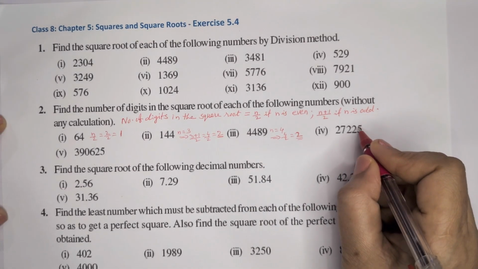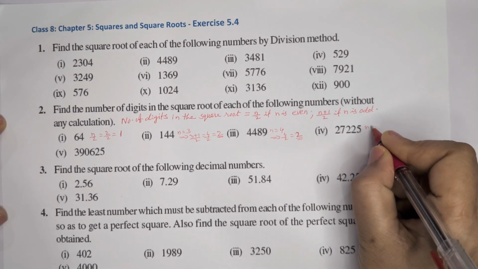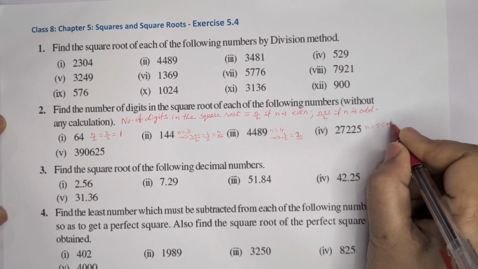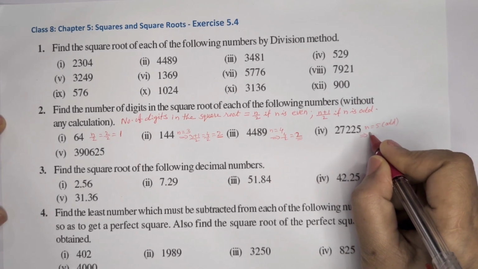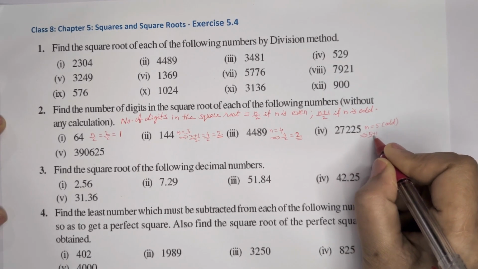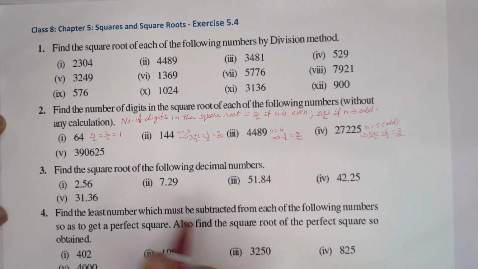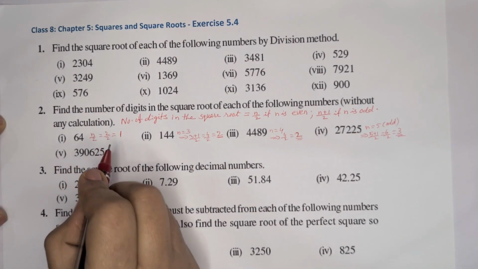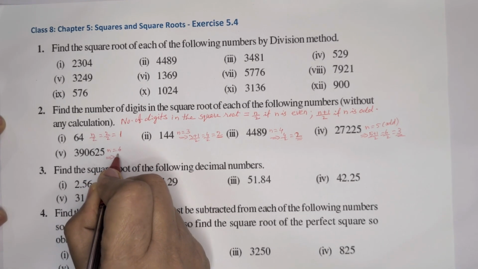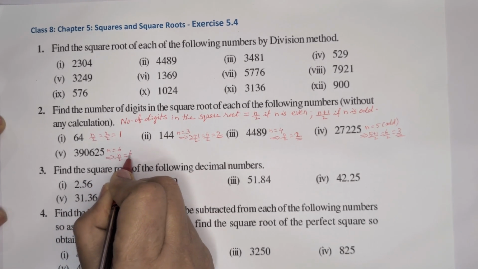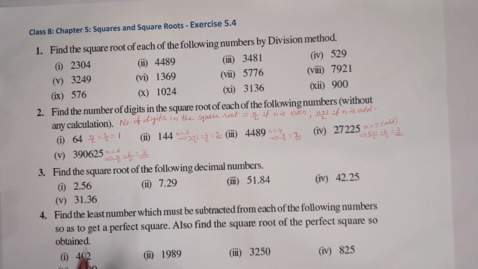4489. Here n is odd, n is equal to 5, an odd number, which means (n plus 1) by 2. That means 5 plus 1 by 2, 6 by 2 is 3 digits will be there. Here n is equal to 6, that means n is an even number, so n by 2, which is equal to 6 by 2 is equal to 3 digits will be there in the square root of that number.